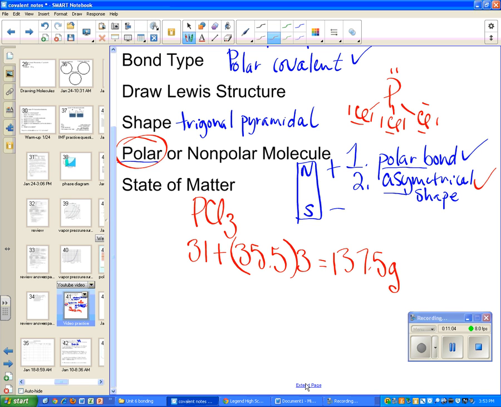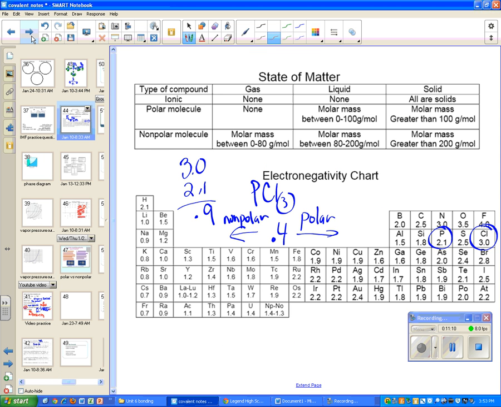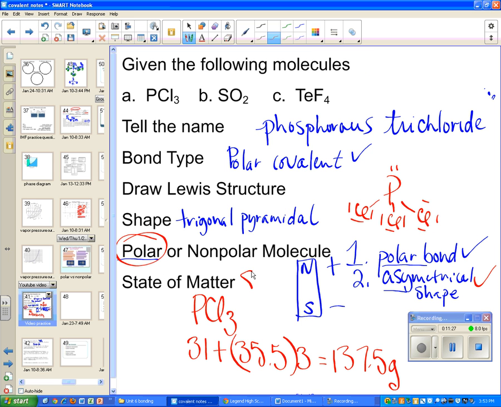So then I go to my chart. Let's go through our charts and see. I look at the state of matter chart. I know that this was a polar molecule, and it has a mass of 137.5. So it's a mass greater than 100, so I know it's a solid. So that's the last statement that I need to make: that this molecule is a solid.